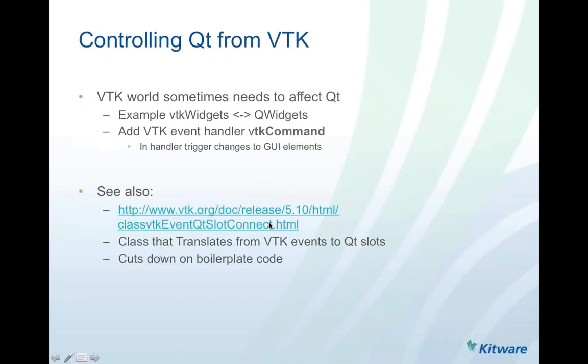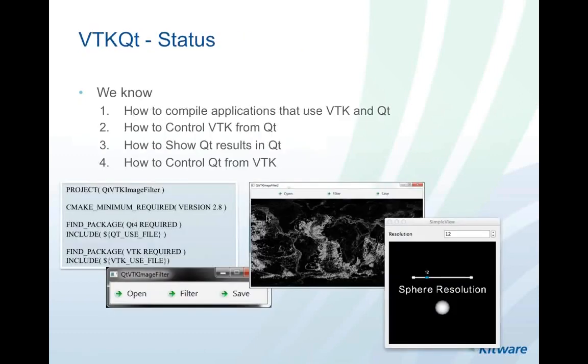So that's the bulk of what I had to say about how to connect VTK and Qt. We know how to compile applications that use both libraries and make all of the things that they provide available. We know how to control VTK from Qt space. We can create a visualization pipeline and then control it in response to Qt events. We know how to use the Qt VTK widget to show visualization results within our Qt application. And we know how to connect VTK events back into Qt space so that we can have correspondence between the things we see in VTK land and the things we see in the widget space.